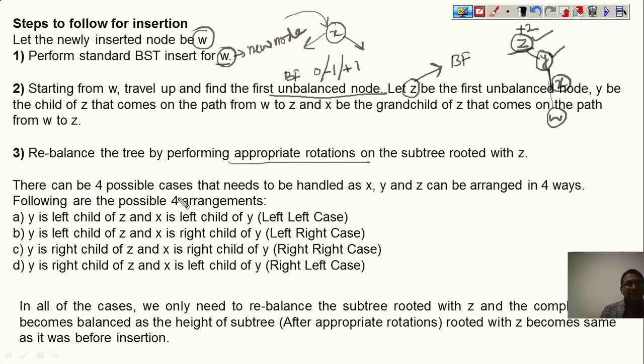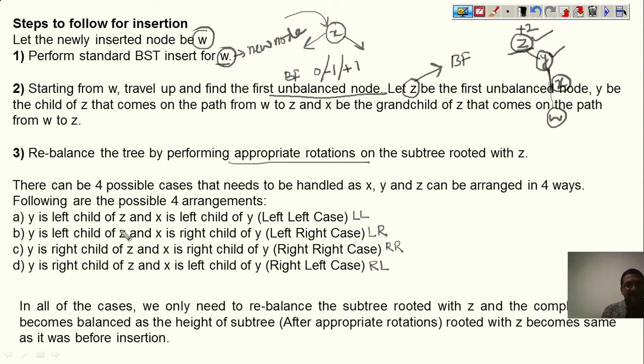There can be 4 possible cases that need to be handled, and these arrange X, Y, Z in 4 possible ways. So now we need to do some rotations, and there are 4 kinds of rotations possible. First we call the LL case, that is the left left case. Then the left right case, which is the LR case, then the RR case, and the right left case. First you need to identify which type of case applies, and then we will do the appropriate rotations. Now what is the left left case?